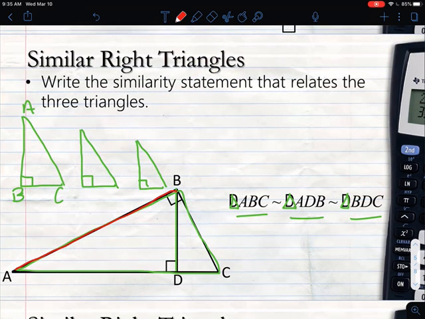The medium-sized triangle I'm going to highlight here in red. And as I'm looking at that, I notice that my right angle now is D. My small angle is A still. And then my big angle would be B. So those are my three letters for that triangle.